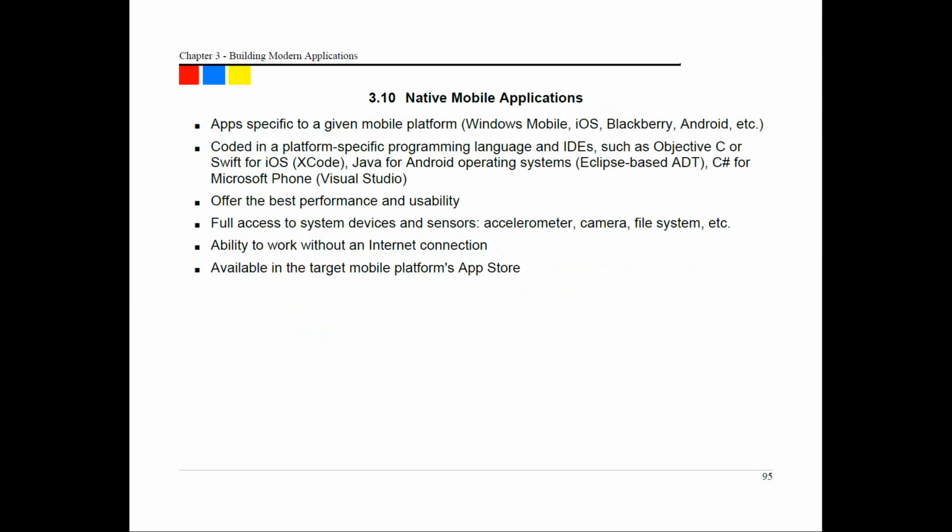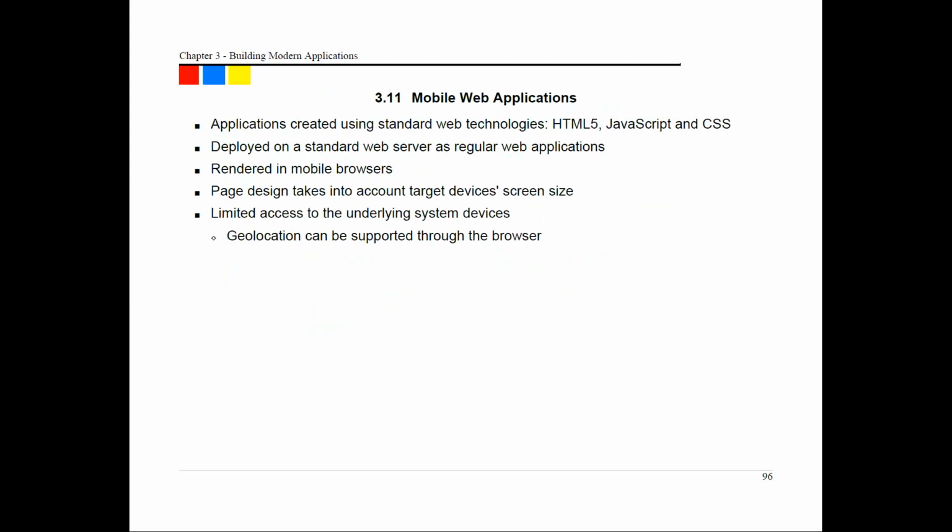Now, in fairness, HTML5 does include some caching capabilities, and cache control capabilities and cache manifest and so on. So you can actually have offline apps with HTML5 as well. But a native app is sort of by definition available offline. And then they'll be available in the target mobile platform's app store, may or may not be available for what we call side loading apart from the app store. Mobile web apps are applications which are just standard web technology. They happen to be formatted for the screen, appropriate to the device.